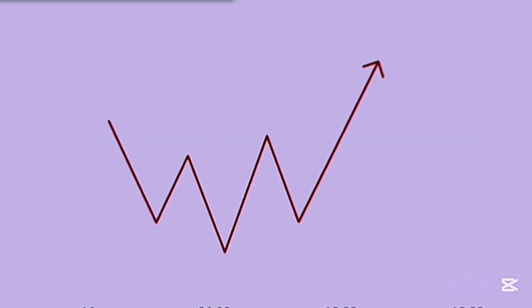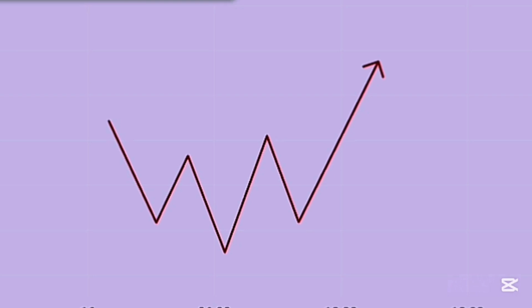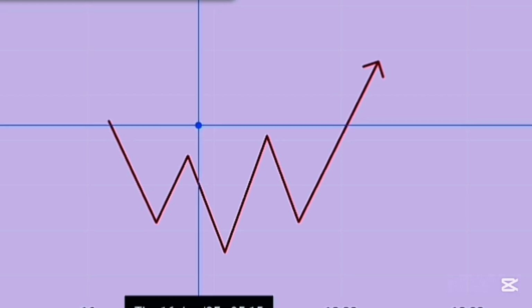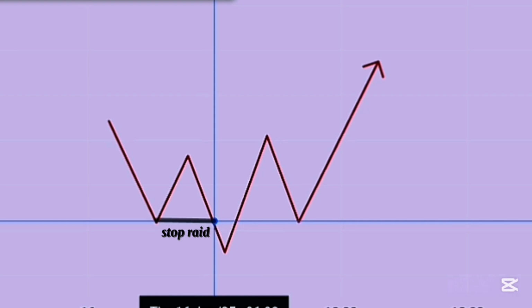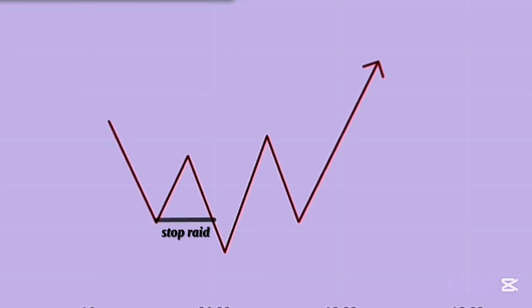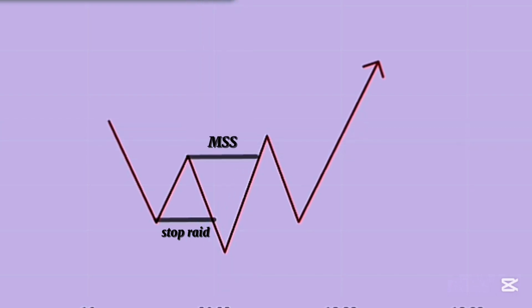So I am expecting a bullish market, and this is how I'm going to align this right here. Okay, so first thing on my checklist, I told you we have to look for a stop rate. And where is a stop rate? Our stop rate is right here. So second thing on our checklist is to look for the market structure shift, which is right here, guys. I'm sure you guys are able to spot it as well.